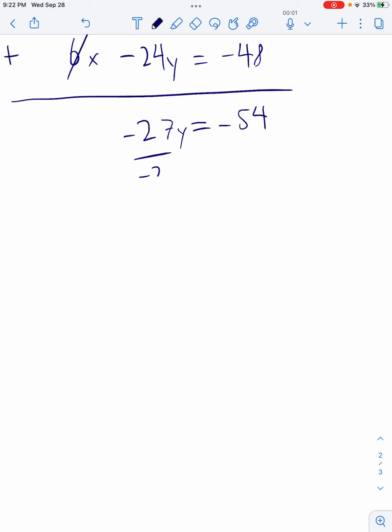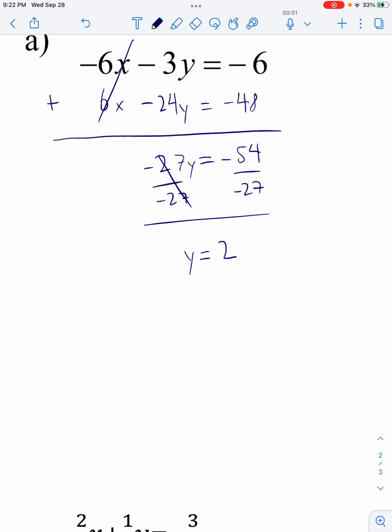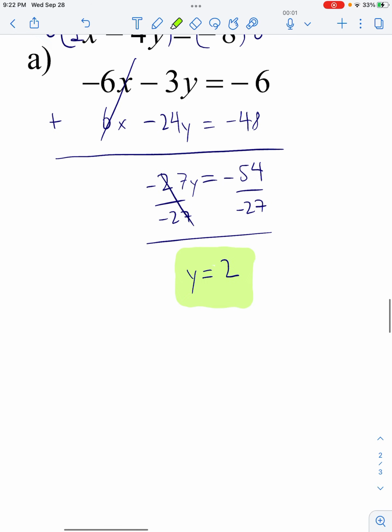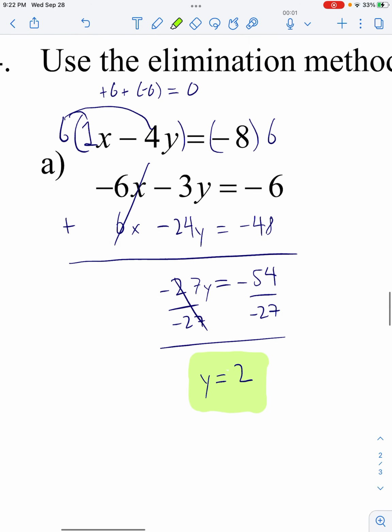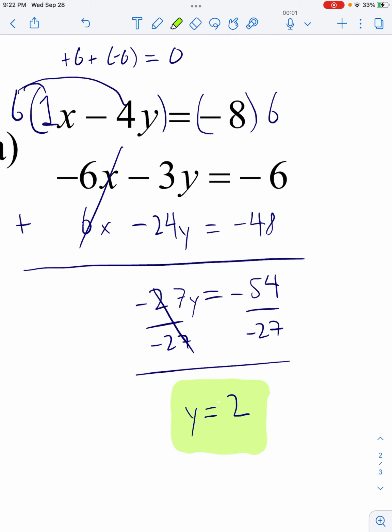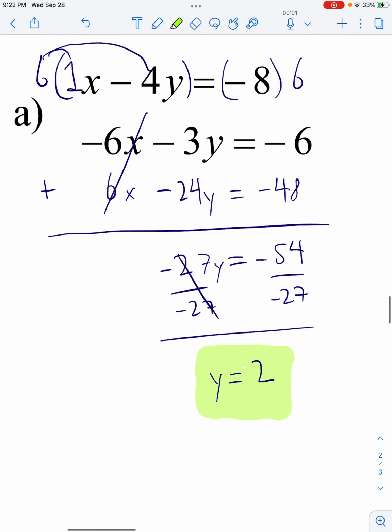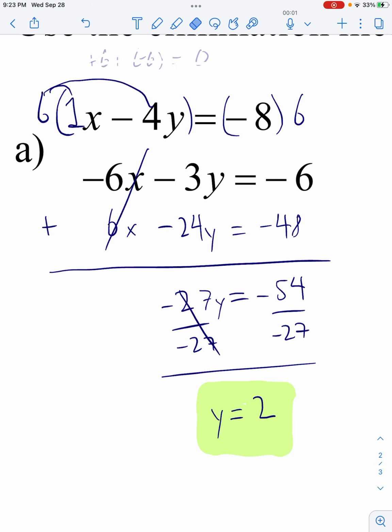So I'm just going to divide both sides by negative 27. Negative 54 divided by negative 27 is positive 2. So that's my solution for y. Super convenient, okay? Then how do I get x? I need both an x and a y to solve this. Well, glad you asked. I can just go back to this original top equation up here. So let me do that.